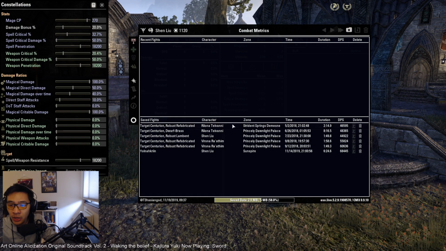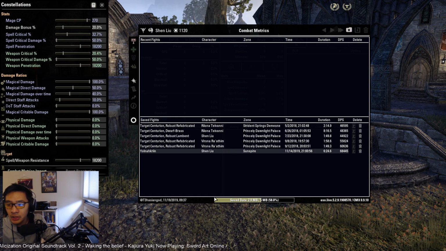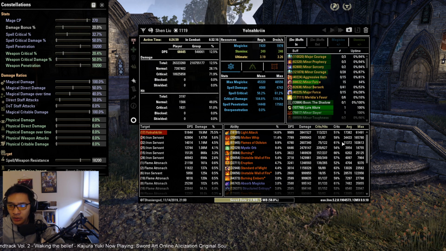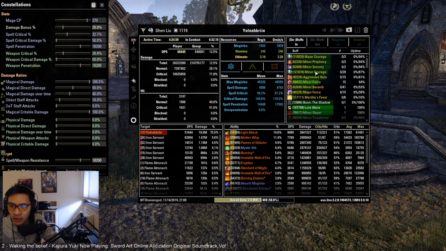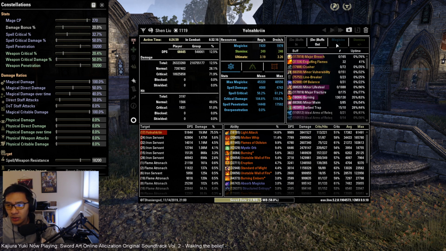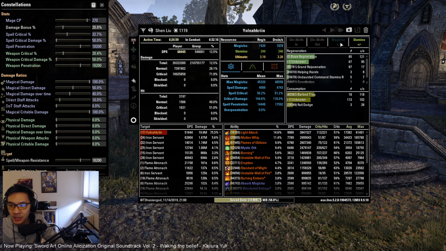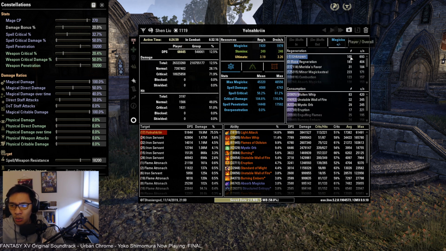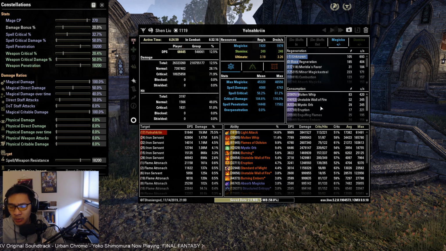So let's go ahead and load up the example parse here. This is what your typical Combat Metrics report will look like. On the right-hand side you have all of your buffs, and you can decide whether you want buffs or debuffs, and then you also have magicka and stamina regen. These are useful to figure out where your regen is coming from and what's using up the most magicka.